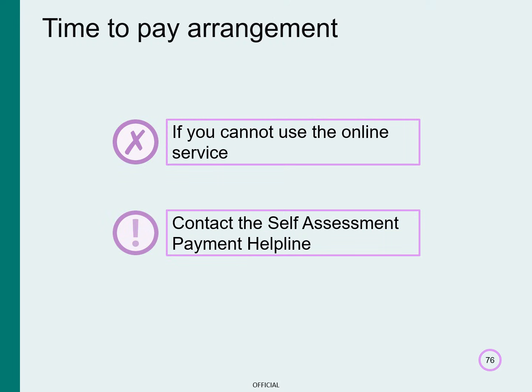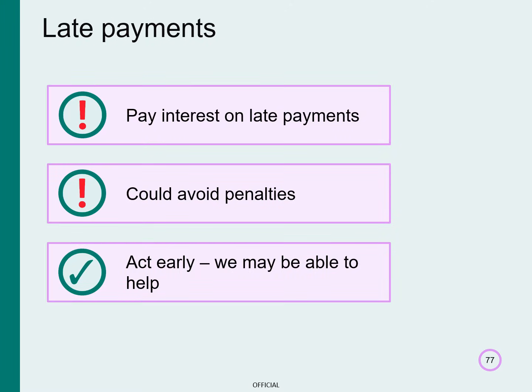If you cannot use the online service or you've missed the payment date, contact the Self-Assessment Payment Helpline as soon as possible, as you may be allowed time to pay. Don't delay contacting us until your payment is due. You have to pay interest on late payments, but you may avoid late payment penalties by setting up a payment plan online or contacting HMRC. Remember, if you're facing financial difficulties, we may be able to help you. It's best to act early.